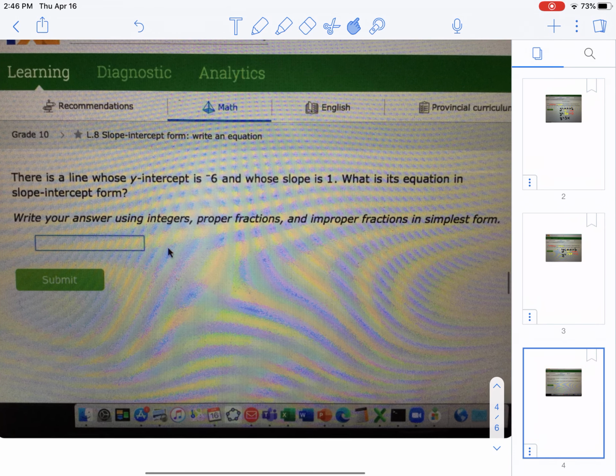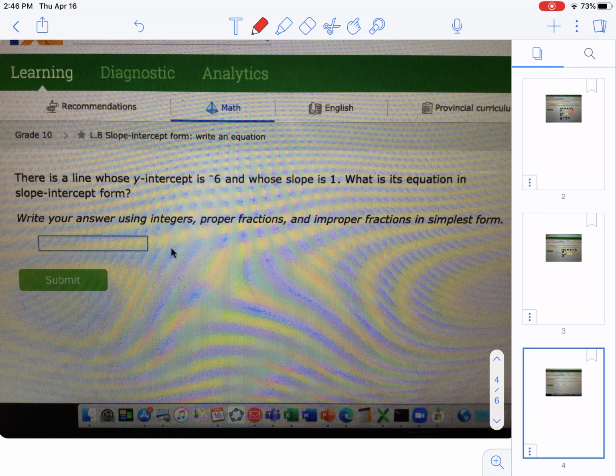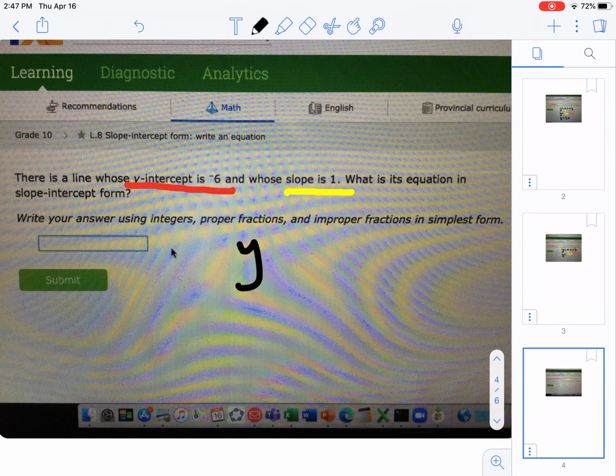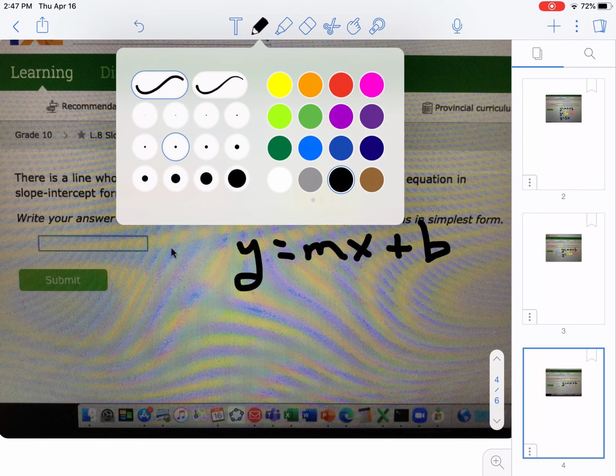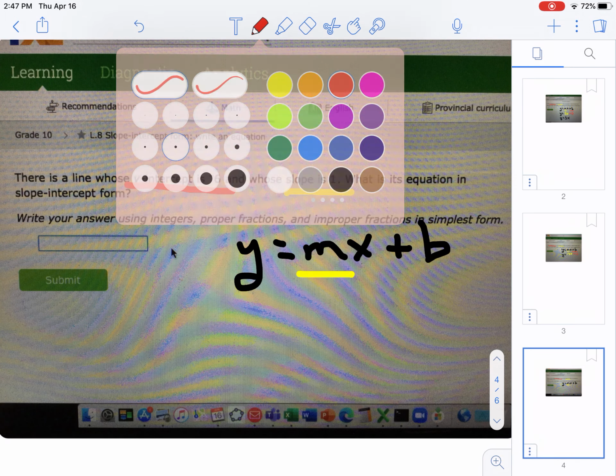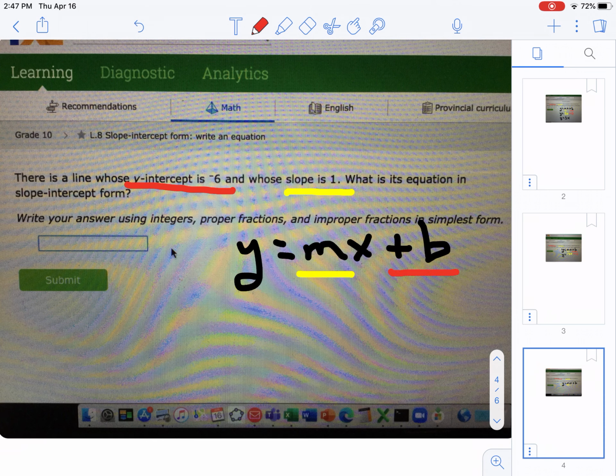Okay, example 3. Similarly, it tells us that the y-intercept is -6 and the slope is 1. So when we think of our equation in slope-intercept form, we write y equals mx plus b. The slope is the letter m, or 1, and the y-intercept is b, or -6. So now we just substitute the numbers where the letters are.